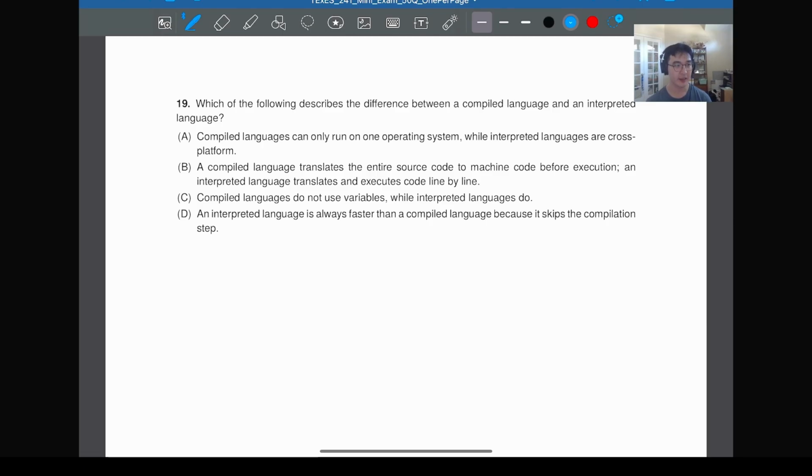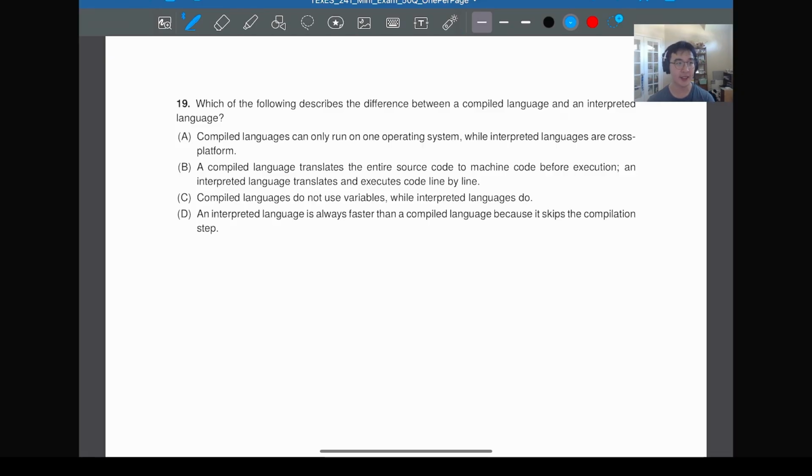Okay, question 19. Which of the following describes the difference between a compiled language and an interpreted language? Now, it might help to have some background and some knowledge of what languages are compiled versus interpreted. For example, Java is a compiled language. Before you actually can run the code, you must hit the compile button, and then something will happen, and then you can run the code. Interpreted language, an example is JavaScript. That is what powers the web, allows you to interact with things on the web.